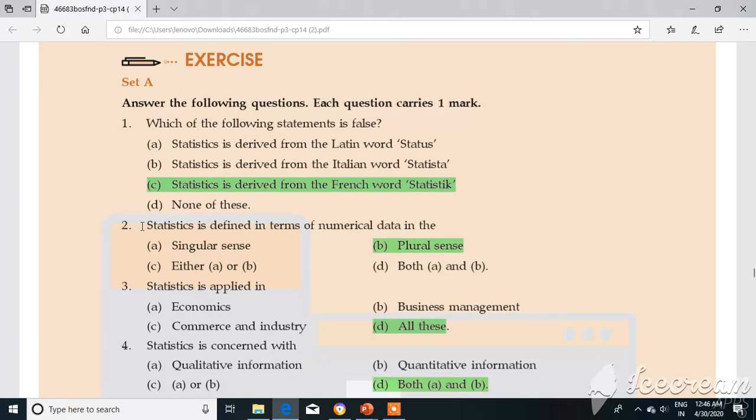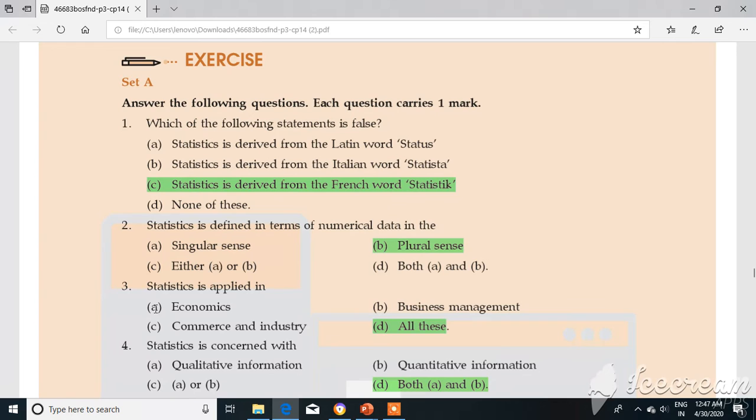The second question is, statistics is defined in terms of numerical data in the singular sense, plural sense, either A or B, or both A and B. So what is statistics? It is not related to a single observation, it is a set of observations. So it is the plural sense.